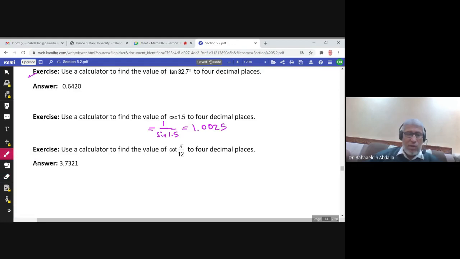You can please try this one. Make sure that cotan pi over 12 is 3.7321. How to answer this? 1 over tan pi over 12. You have pi in the calculator. You write it with shift pi. It is above 10 to the power x.